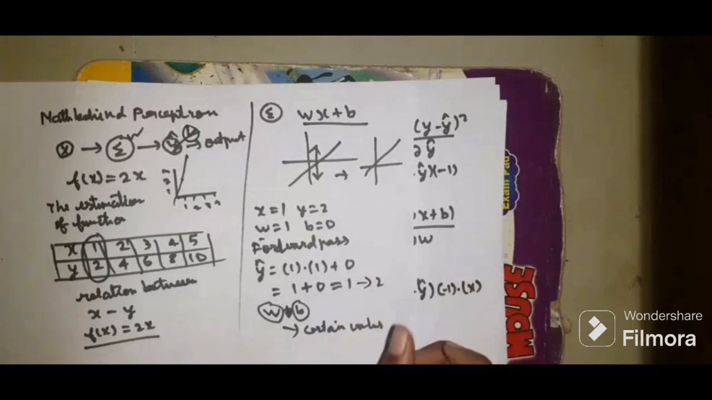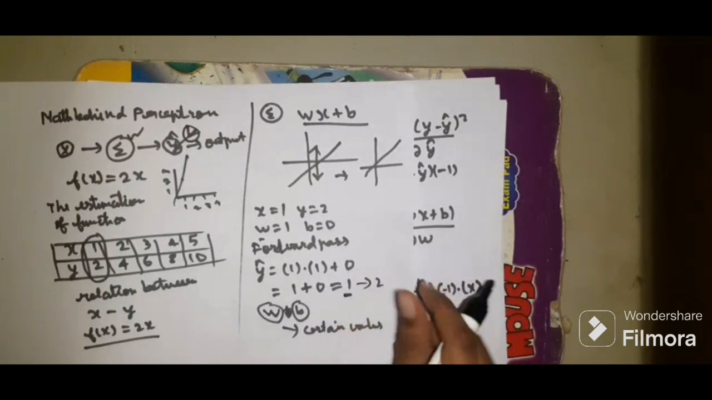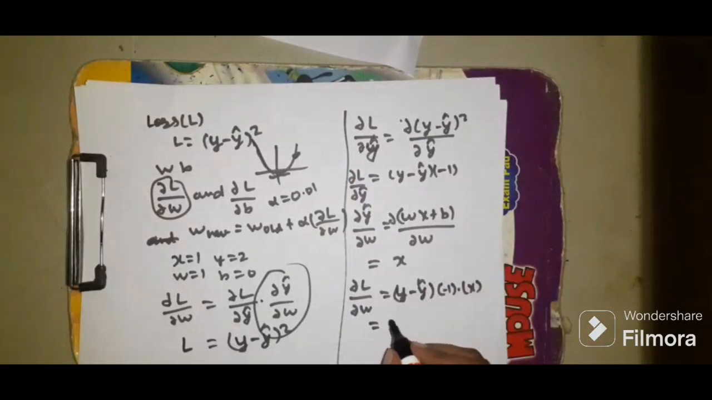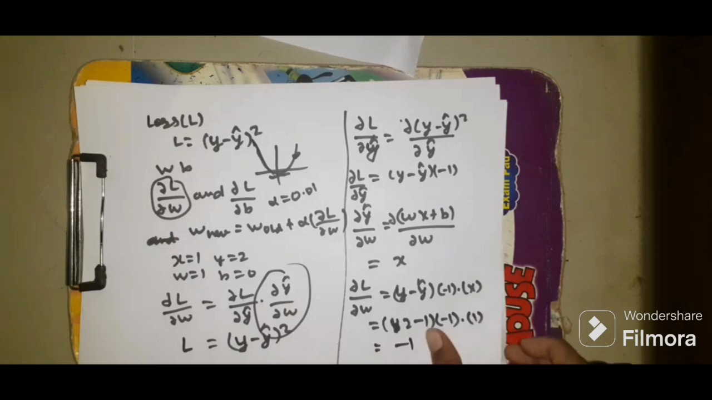On the forward pass, we have gotten the value of 1 and we substitute it over here. Y we have 2, and in the forward pass we got the value of 1, so minus 1 here, and the value of x is 1. So 2 minus 1 minus 1, we got a value of minus 1.